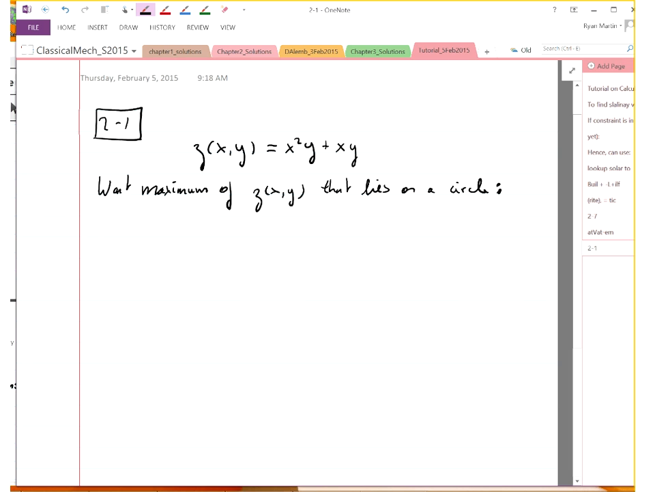And so we're told that the circle is centered at x equals 2 and y equals 3 and has a radius of 5. So the equation of the circle would be x minus 2 squared plus y minus 3 squared equals 25, right? So this is the constraint equation, and so we want to write that as something equal to 0.